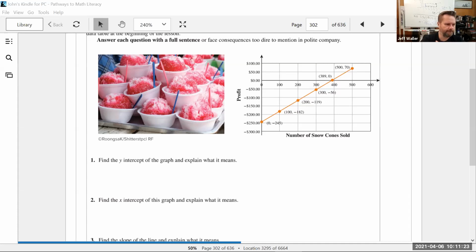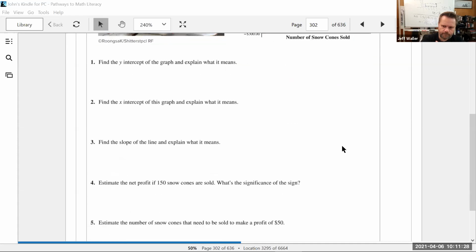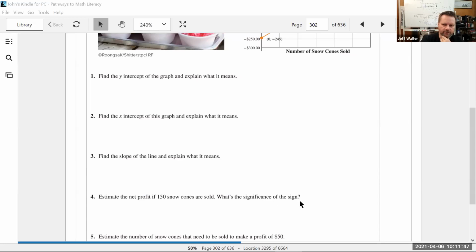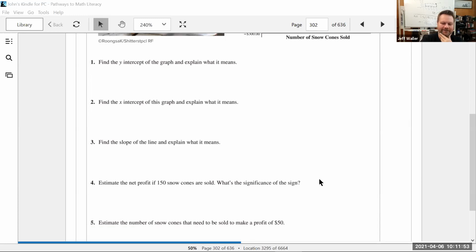I like it. But when they ask for what's the significance of the sign, that one throws me off. Well, is it good or bad for your business if you sell 150 and that means you're at negative 150 profit? What's that negative mean? $150. There you go. You're losing, right? So negative means losing, positive means gaining in this case. That's all it means. The significance of the sign is that's not a good place to stop. You need to sell some more snow cones, right? Right. Okay. Awesome. Thank you, Professor.